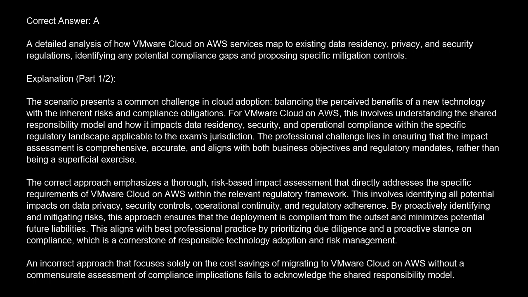The correct approach emphasizes a thorough, risk-based impact assessment that directly addresses the specific requirements of VMware Cloud on AWS within the relevant regulatory framework. This involves identifying all potential impacts on data privacy, security controls, operational continuity, and regulatory adherence. By proactively identifying and mitigating risks, this approach ensures that the deployment is compliant from the outset and minimizes potential future liabilities. This aligns with best professional practice by prioritizing due diligence and a proactive stance on compliance, which is a cornerstone of responsible technology adoption and risk management.